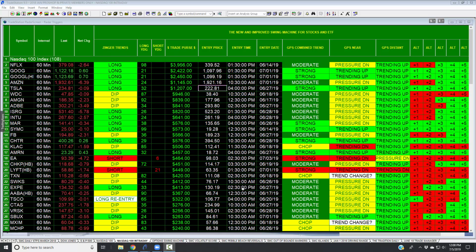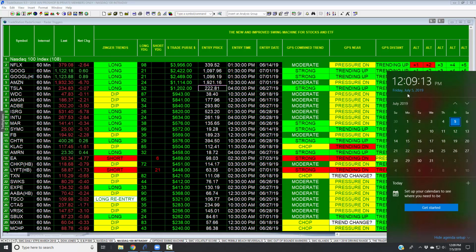I was asked earlier today if the swing machine can be used to trade stocks or ETFs, and the answer to that is absolutely. Let me just show you something.